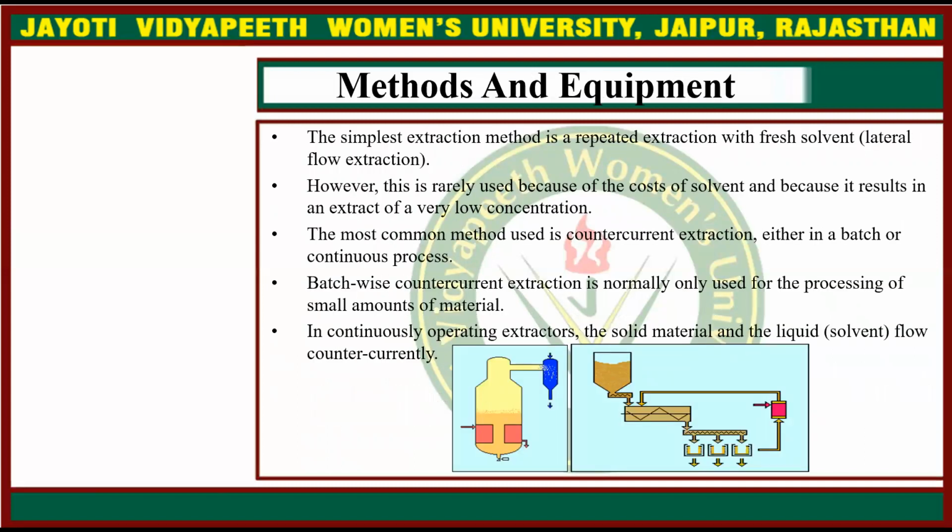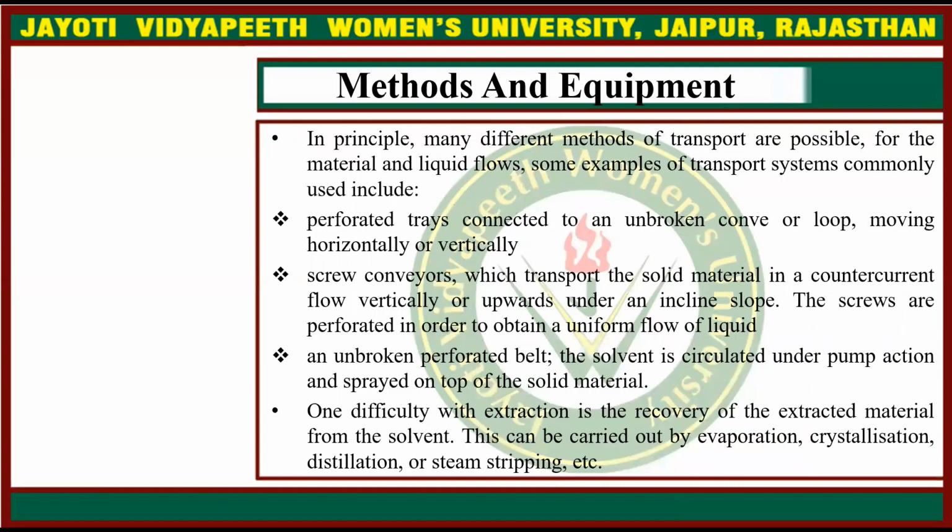Then methods and equipment. The simplest extraction method is a repeated extraction with fresh solvent, that is, a lateral flow extraction. However, this is rarely used because of the costs of solvent and because it results in an extract of very low concentration. The most common method used is countercurrent extraction, either in a batch or continuous process. Batch-wise countercurrent extraction is normally only used for the processing of small amounts of material. In continuously operating extractors, the solid material and the liquid flow countercurrently.